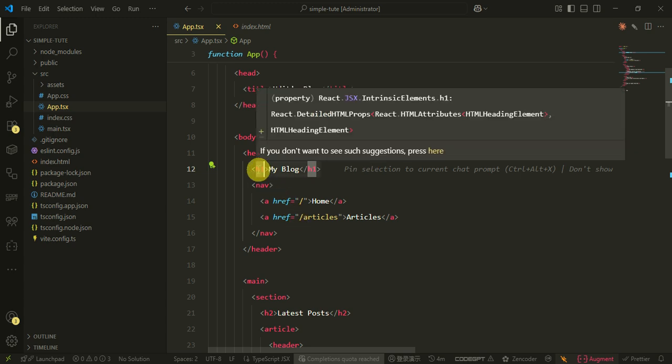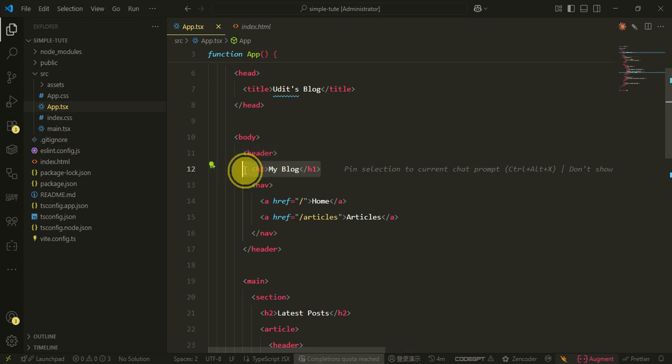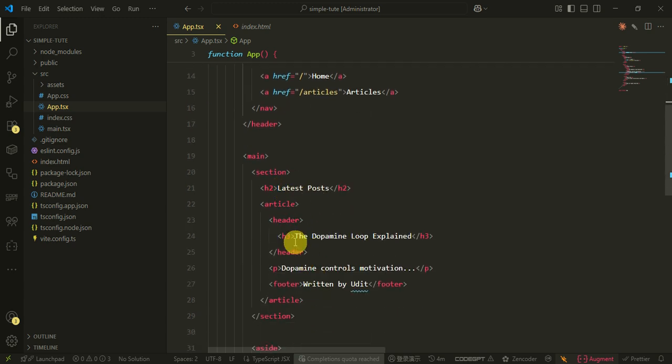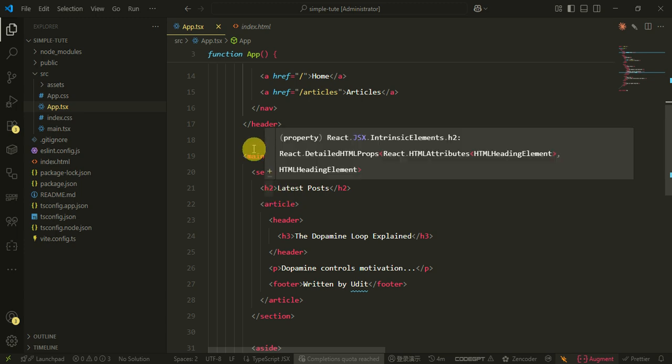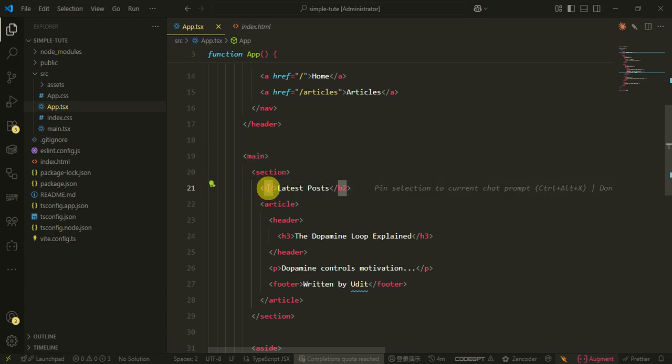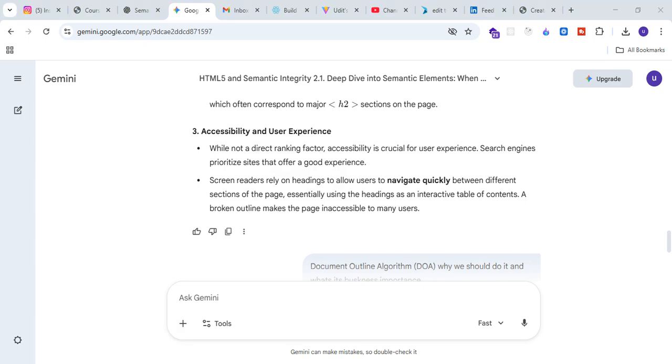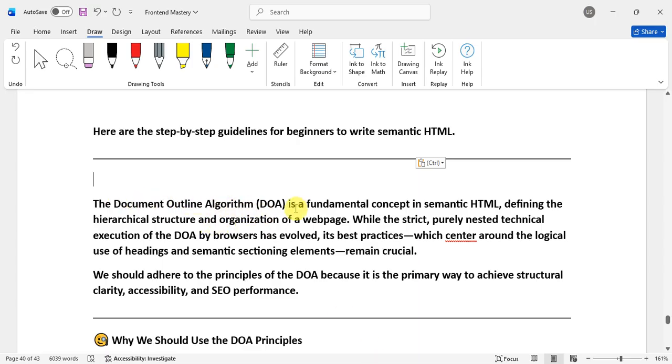h1 is for the main title of the page, and it should be only one per page. Then comes h2, and after h2 there could be several h3. So for a main there will be only one h2, and for every article there will be h3. We know all these things actually. So this is what we call the document outline algorithm.